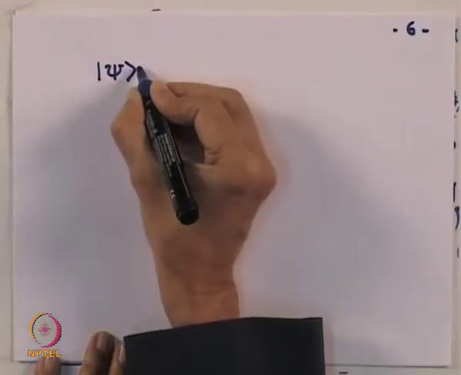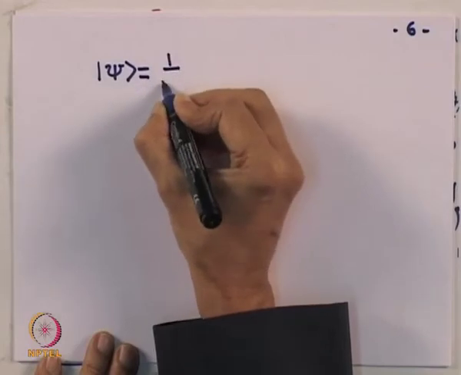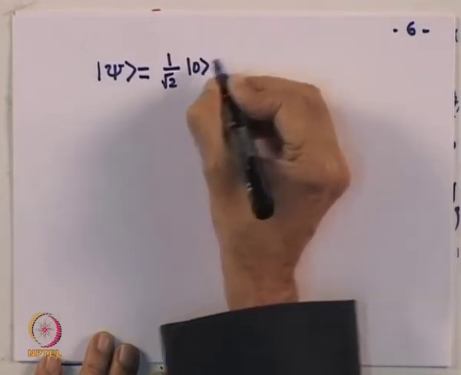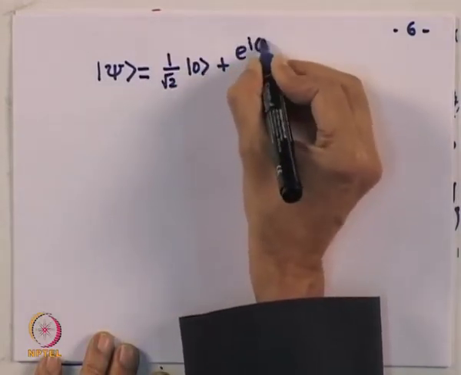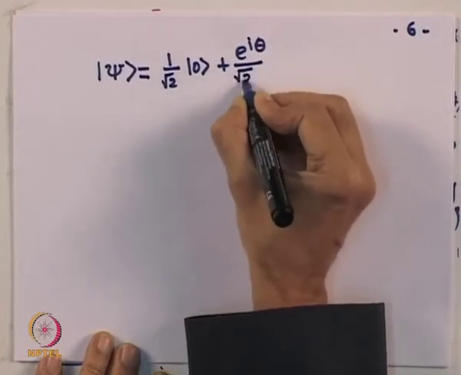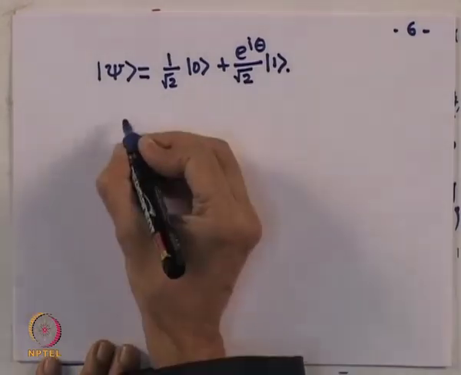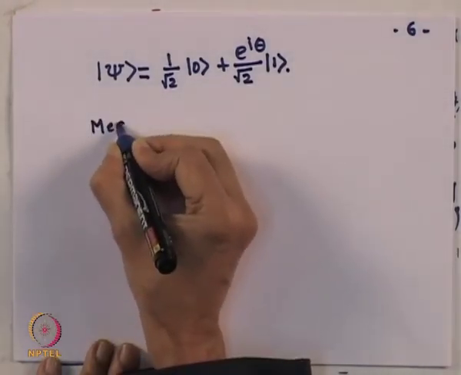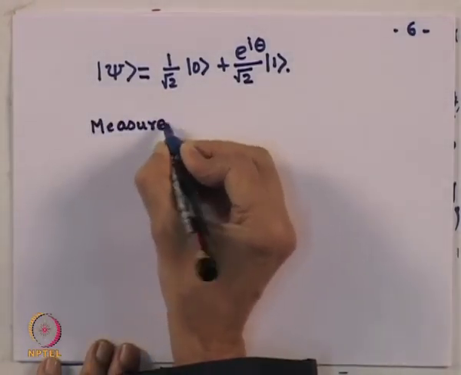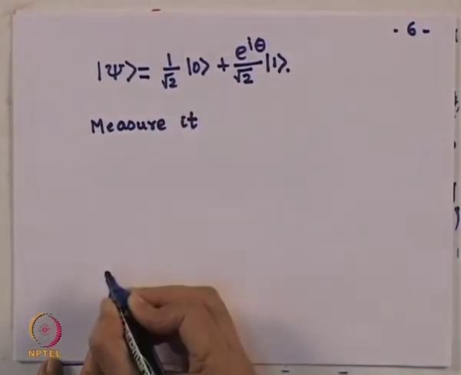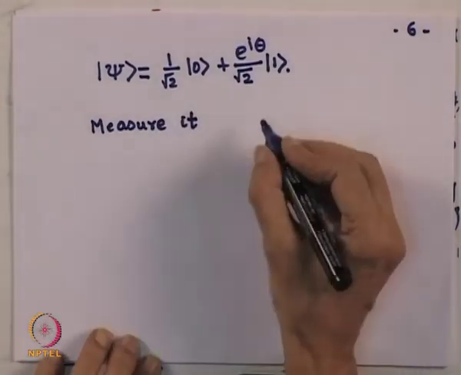information about the phase. So let us suppose I have this state psi, which is 1 over square root of 2, 0 plus e to the power i theta, where theta is the relative phase, by square root of 2, 1. And let us measure it not in the computational basis, but in a diagonal basis.